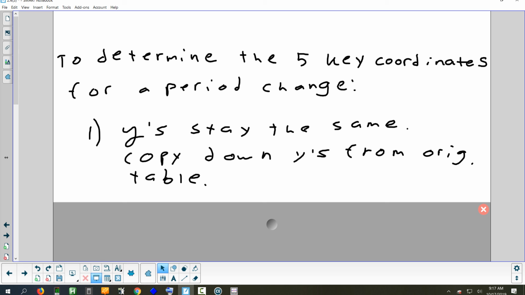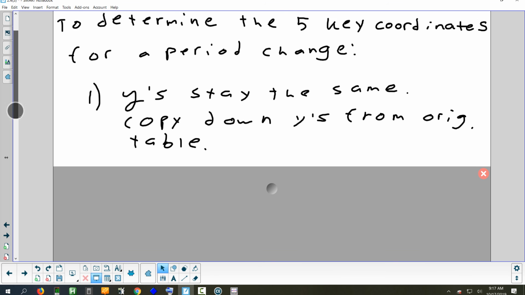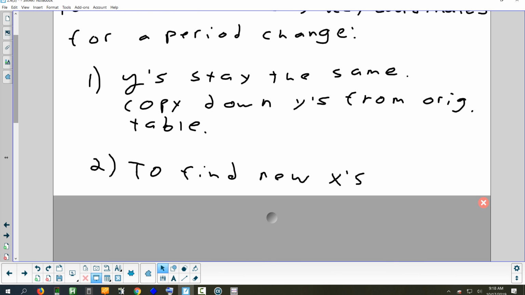Unfortunately, that means the y's stay the same. The reason I say unfortunately is because the y's are the easy numbers to work with. Those are the ones and zeros. We don't get to work with the ones and zeros today. Okay, so we're going to copy the y's down from the original table. You're going to have to work with all the x's. Those are all the fractions with pi. Okay. But it's not too bad.